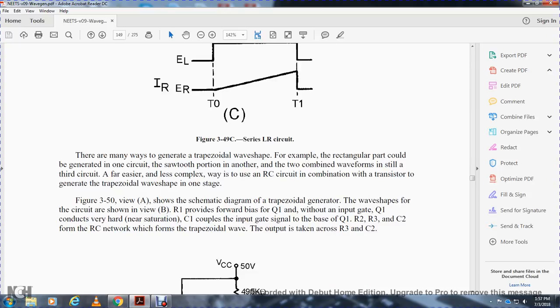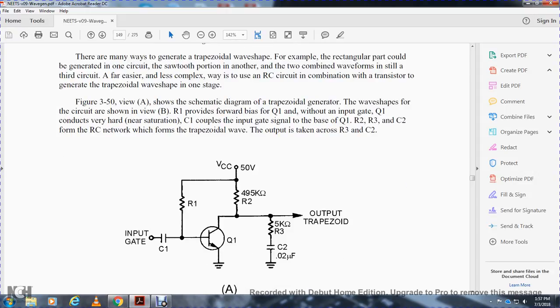Figure 350 view A shows the schematic diagram, and the trapezoidal wave shape generated by the circuit is shown in view B. Resistor 1 provides forward bias for transistor 1, so without an input, transistor 1 conducts very hard, near saturation. Capacitor 1 couples the input gate signal to the base of transistor 1. Resistor 2, resistor 3, and capacitor 2 form the RC network which forms the trapezoidal wave. The output is taken across resistor 3 and capacitor 2.